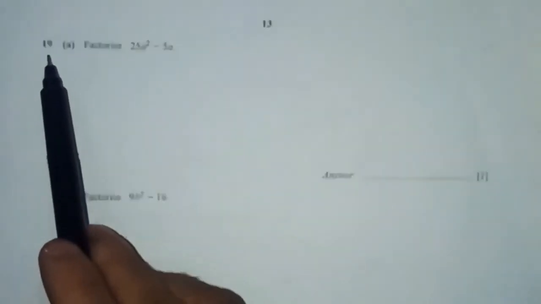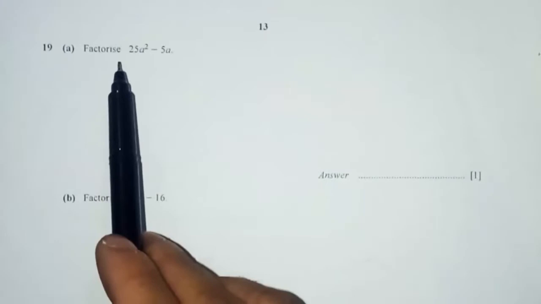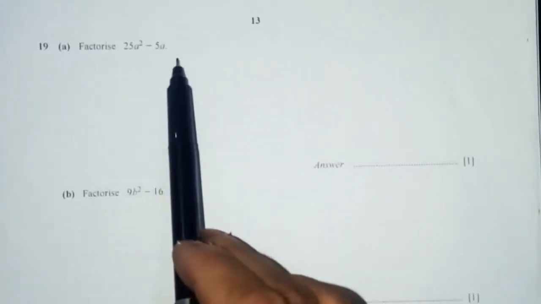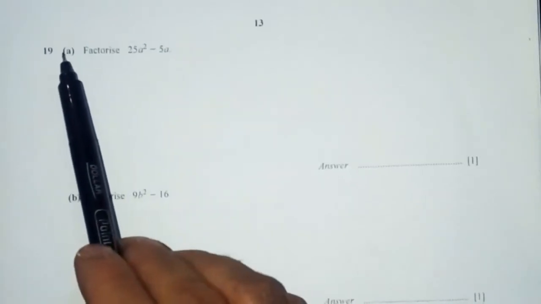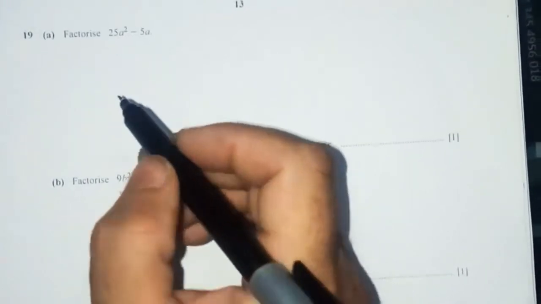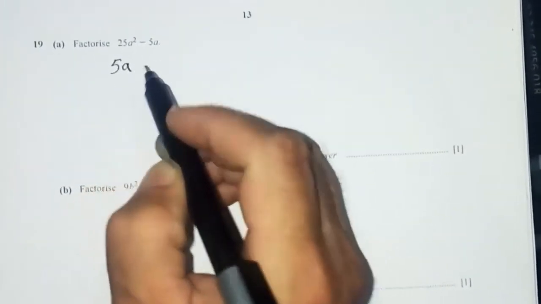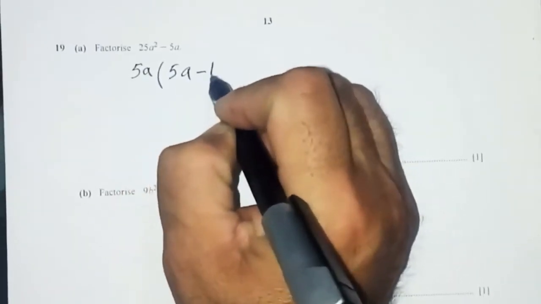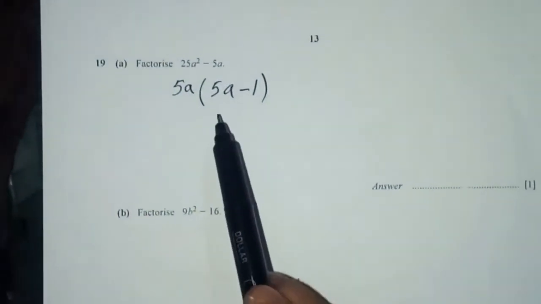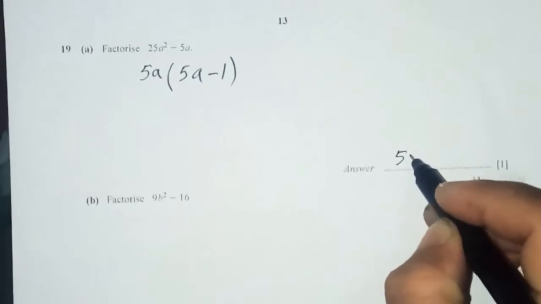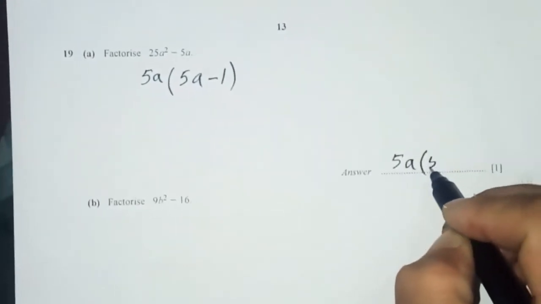Next question is question number 19, and this question is about algebra, and in algebra it is about factorization. So part A is factorize 25a square minus 5a. In factorization, first we have to take common. The common is 5a. And what is left inside the bracket? 5a minus 1. Therefore, this cannot be further factorized. Therefore, the final answer is 5a times 5a minus 1.